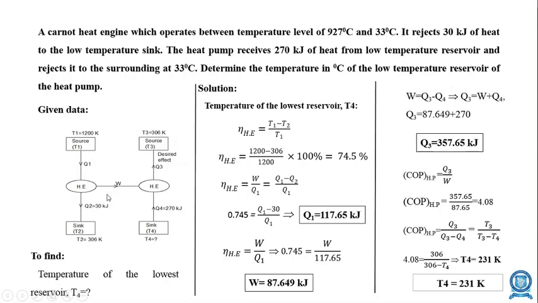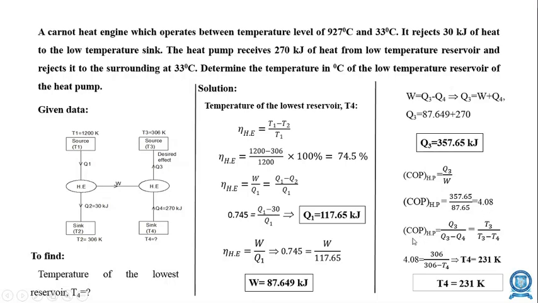The work output coming from the heat engine goes as the input to the heat pump. This is shown in the diagram clearly. Right? The work output from the heat engine is the same as the work input to the heat pump. So therefore we have used W here as work input. Whatever work is done by the heat engine directly goes as work input to the heat pump. Therefore Q3 and W values are known. From this you can find the value of COP of heat pump as 4.08.